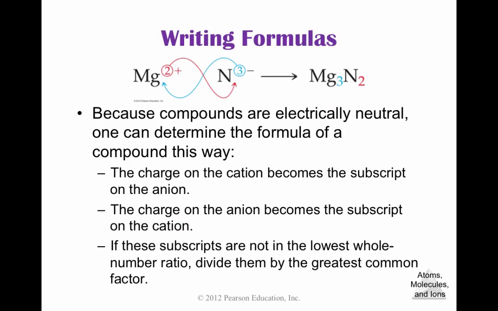First thing we're going to do is write formulas for ionic compounds. Because compounds are electrically neutral, we can determine the formula of an ionic compound using the crisscross method. The charge on the cation becomes the subscript of the anion, and the charge of the anion becomes the subscript of the cation. If they are not in the lowest whole number ratio, divide them to get as low as you can. Again, this is for ionic compounds. You just use the crisscross method.